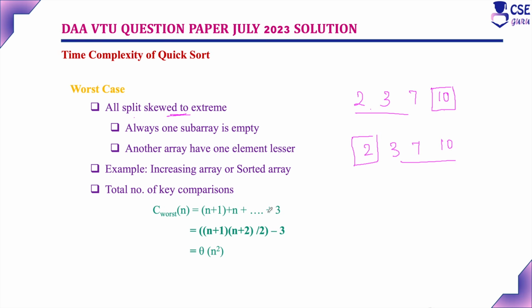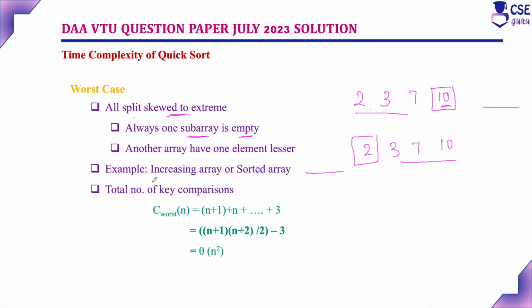So here, in every iteration only 1 element will occupy its position. Almost every iteration, only 1 element will be sorted. This is the worst case time complexity. So all splits are skewed to the extreme, always one subarray is empty. Here the right subarray is empty, here the left subarray is empty, and the other array will have only 1 element fewer. See here, totally you need to sort 4 elements. In the other array, only 1 element will be fewer. That is the disadvantage in the worst case time complexity.